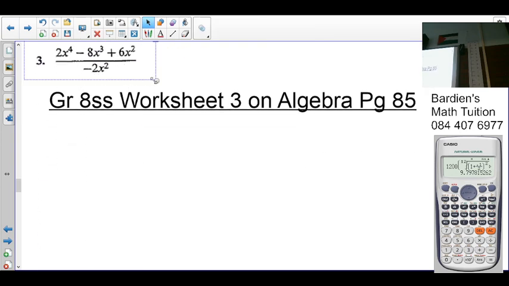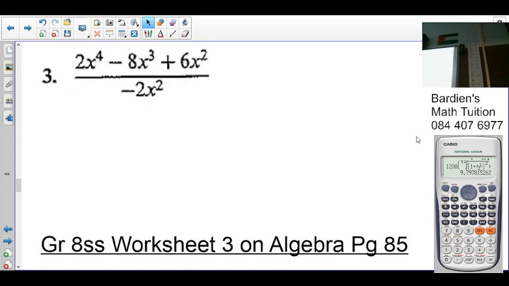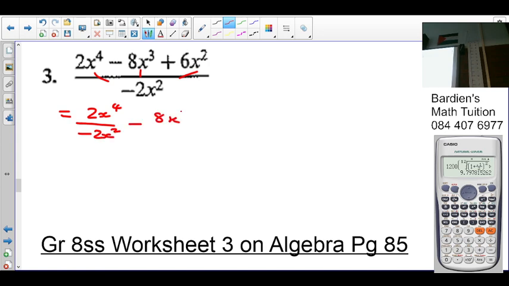The next one. In the numerator, are they like terms? Is x to the 4 the same as x cubed? Which is the same as x squared? No, it's all unlike. So I can't add them. So what do I do here? Put each one over its own. Not so. So it's going to be 2x to the 4 over negative 2x squared minus 8x cubed over negative 2x squared plus 6x squared over negative 2x squared. So what do I do now?